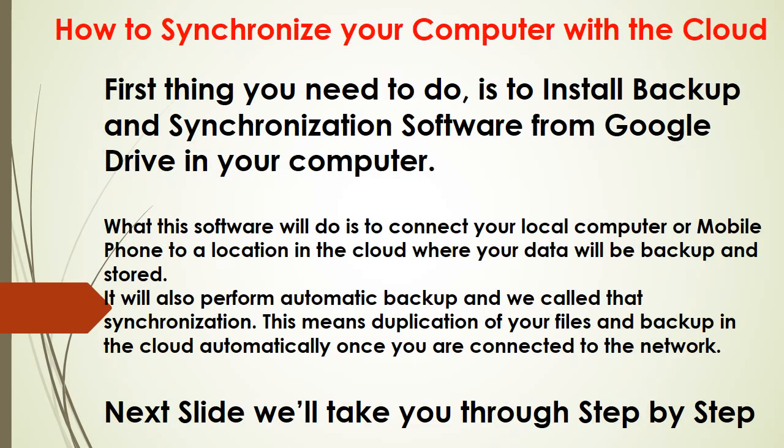Now let's look at how you can synchronize your local computer with the cloud. The first thing you need to do is to install backup and synchronization software from Google Drive on your local computer. What this software will do is to connect your local computer and your mobile phone to a location in the cloud where your data can be backed up and stored. It will also perform automatic backup, and we call that synchronization. This means duplication of your files and backup in the cloud automatically once you are connected to the network. Now we're going to take you through the steps slide by slide in the next slide.